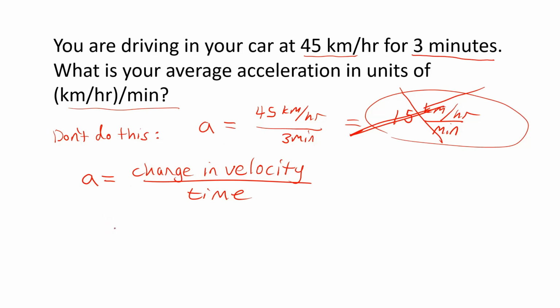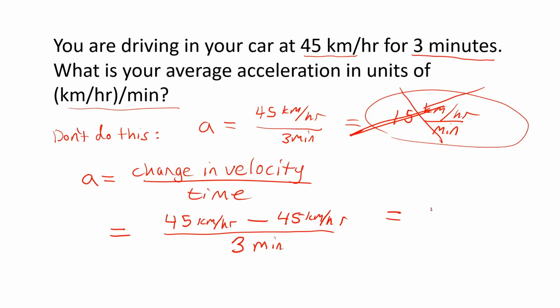So down here, if we're going to do this properly, what we should say is that we ended at 45 kilometers per hour. And we're going to minus, because we need to find the difference in velocity. I'm going to minus what I started with over the time. Sorry, that's minutes. And that gives me 0. So if there's no description of a changing velocity, then your acceleration has to be 0.